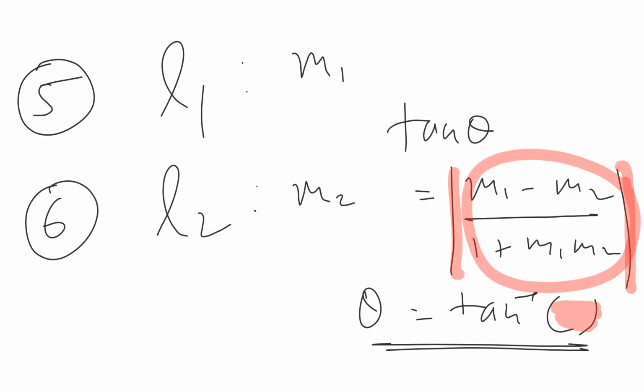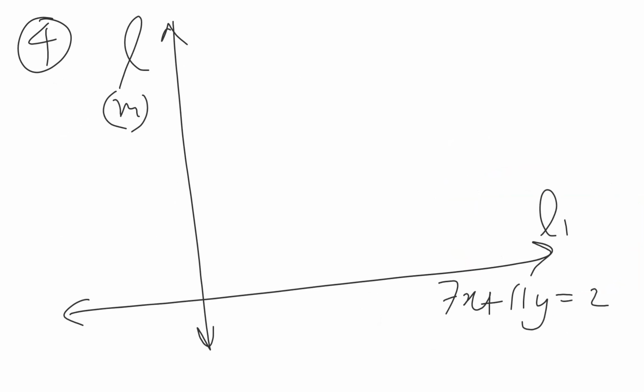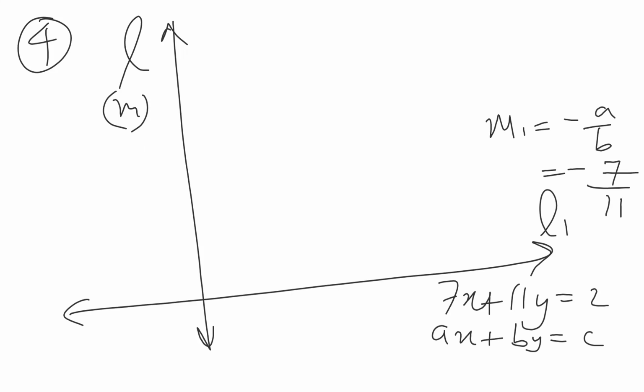Last problem, that is question number 4. I'll just discuss this very quickly. We have a line L with slope M. It is perpendicular to line L1. Line L1 equation they have given: 7x plus 11y is equal to 2. So slope M1 is equal to minus a by b. So this is ax plus by is equal to c, right? So a will be 7 and b is 11, right?